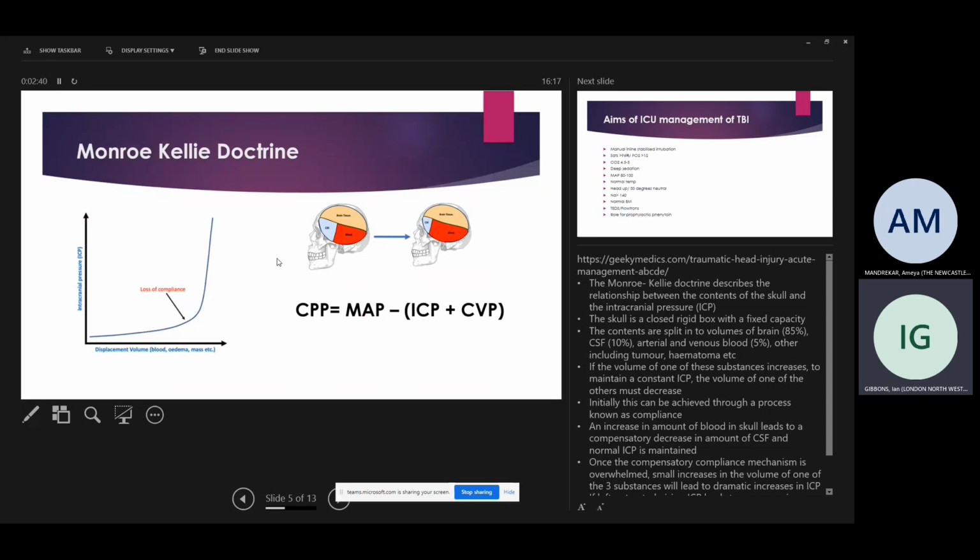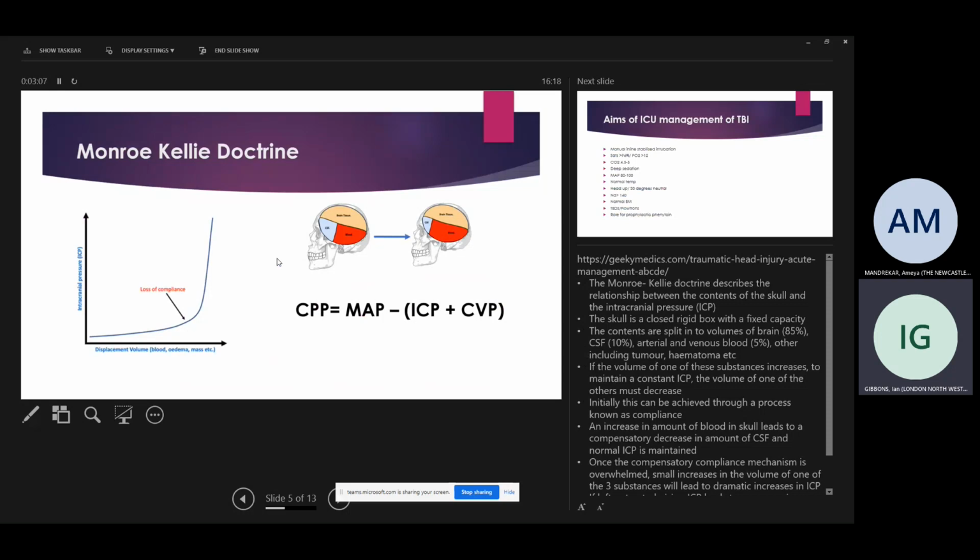Basically, if the volume of one of these substances increases, in order to maintain constant intracranial pressure, the volume of one of the others must decrease. Initially, this can be achieved through a compensatory mechanism known as compliance. An increase in the amount of blood in the skull will lead to a compensatory decrease in the amount of CSF, and normal intracranial pressure will be maintained.